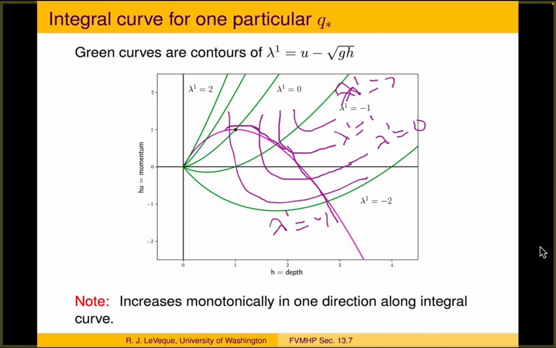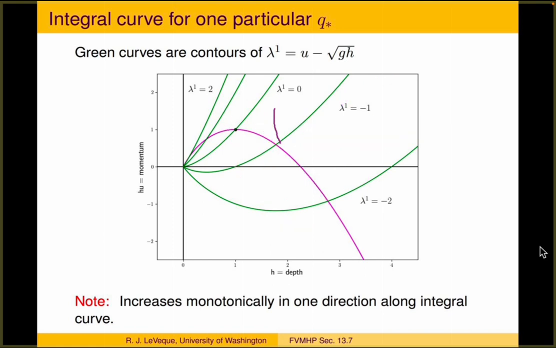And the point where it reverses direction is right at this point where the contour of lambda is just tangent to this line. So sorry, let me draw this again. If we had some contour of lambda, some particular value of lambda that happened to be just tangent to this curve at some point, then as you move along the integral curve, lambda would be first decreasing and then increasing, or vice versa.